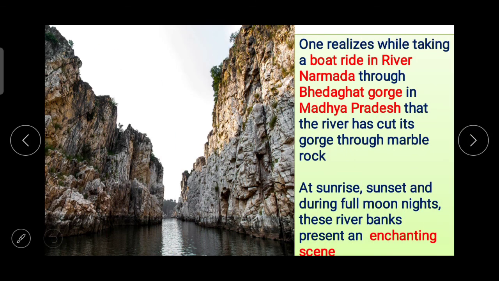This one again, Bhedaghat. One realizes while taking a boat ride in river Narmada through Bhedaghat in Madhya Pradesh that the river has cut its gorge through marble rock. At sunrise, sunset, and during full moon nights, these river banks present an enchanting scene. It is very beautiful.